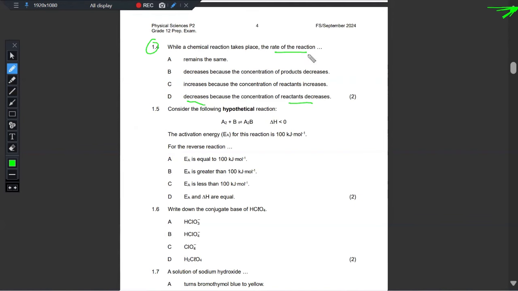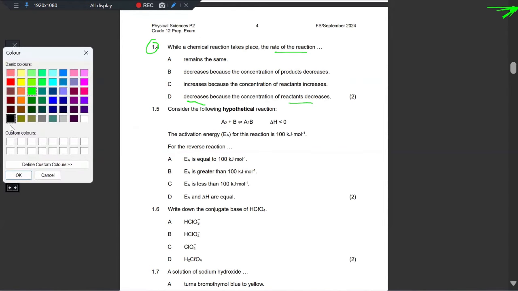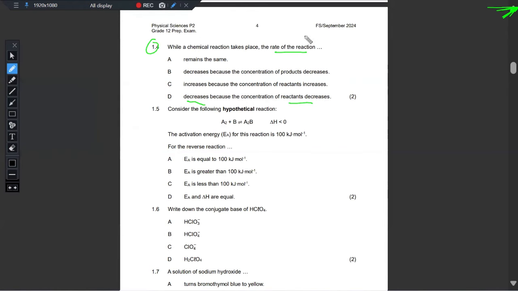Now, the only sound explanation is that obviously, when the reaction is taking place, the reactants will have to decrease, so even the concentration of the reactants will decrease. So D here would have to be correct, because if we say it decreases because the concentration of products decreases, that is incorrect, considering that we are only looking at the forward reaction. And does it increase because the concentration of the reactants increases? No, the concentration of the reactants does not increase, it actually decreases.